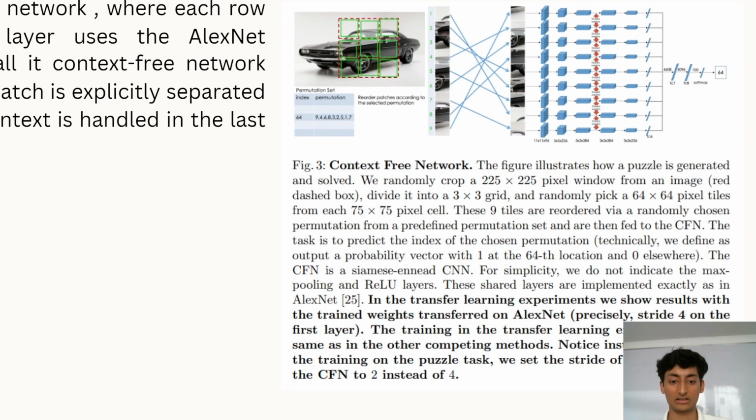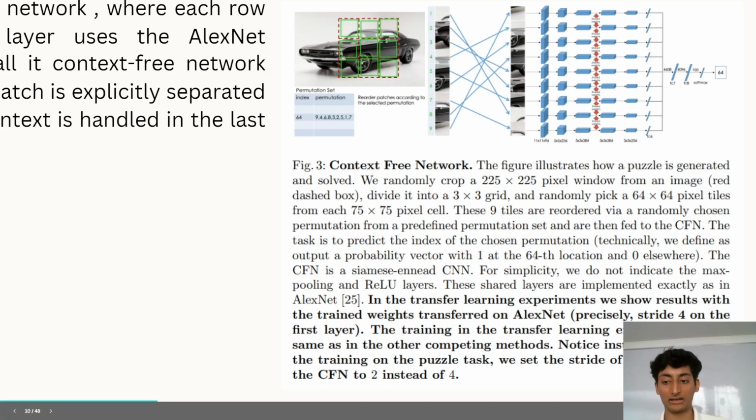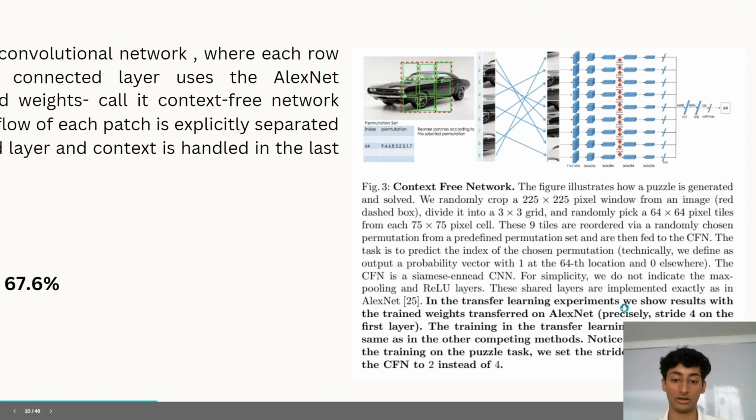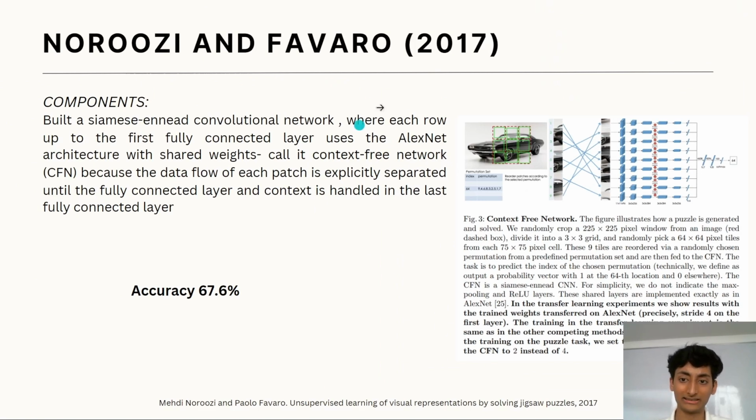They have shown results with trained weights transferred on AlexNet. The training in the transfer learning experiment is the same as in any other competing method. Notice instead that during the training on the puzzle task, we set the stride of the first layer of CFN to be 2 instead of 4. So this is an important paper that has been well cited in the papers on tasks related to jigsaws.